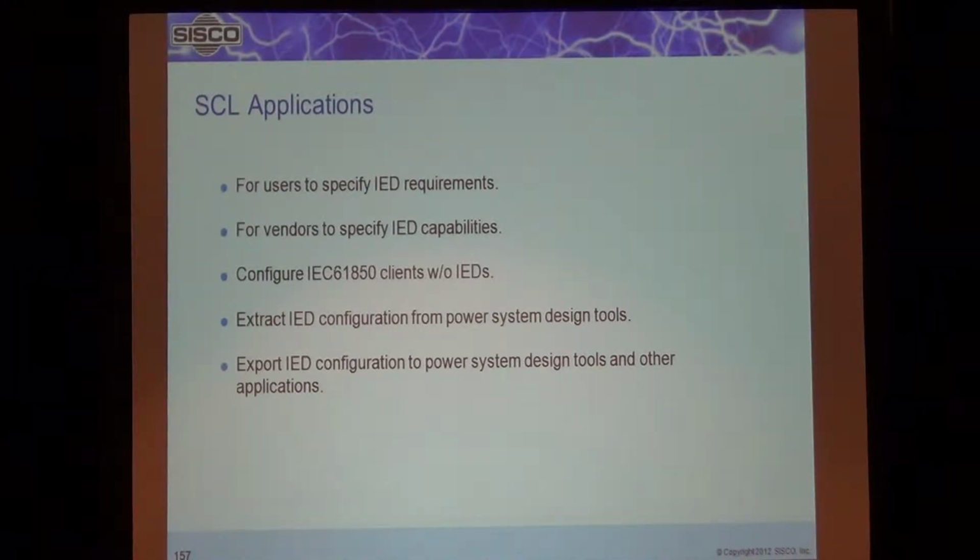Vendors can very clearly identify what the capabilities of their devices are. If you look at two different ICD files, the IED capability descriptions, you can see one device supports 8 differential blocks, one only supports 4. If you need 6 for your application, you know which device you're going to have to use. You can configure the clients.